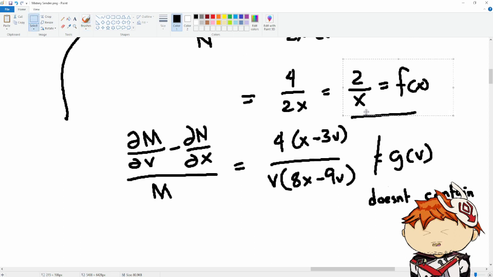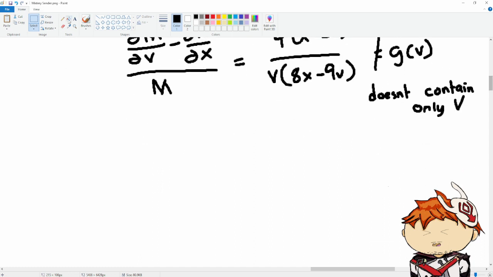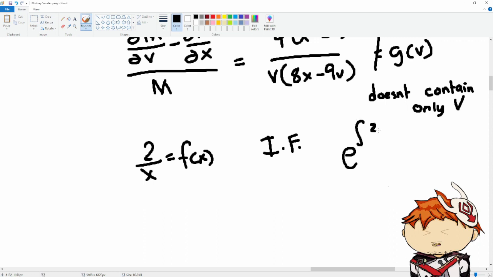We use case 1 because it only contains the x variable. 2 over x is equal to f of x, meaning the integrating factor is e to the integral of 2 over x dx, which is e to the ln x squared.